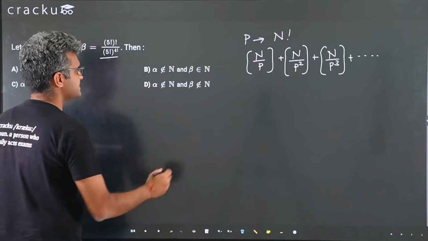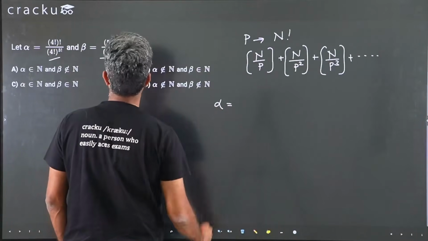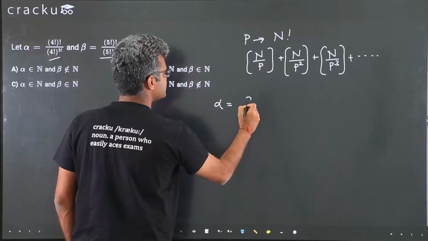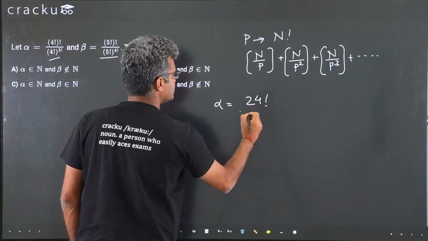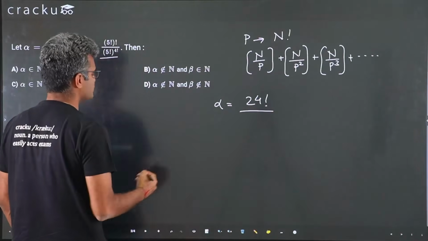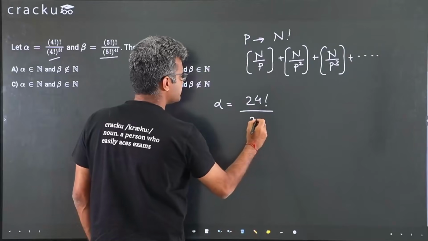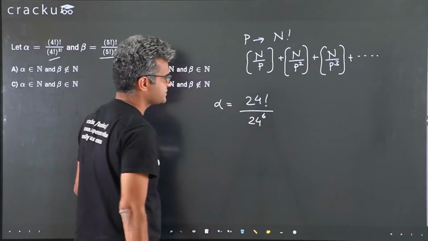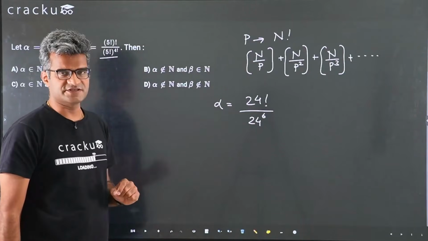The first one is alpha, which is equal to 4 factorial factorial, which is 24 factorial, divided by 4 factorial to the power 3 factorial. So this is 24 to the power 6. We are required to calculate if this is a natural number.